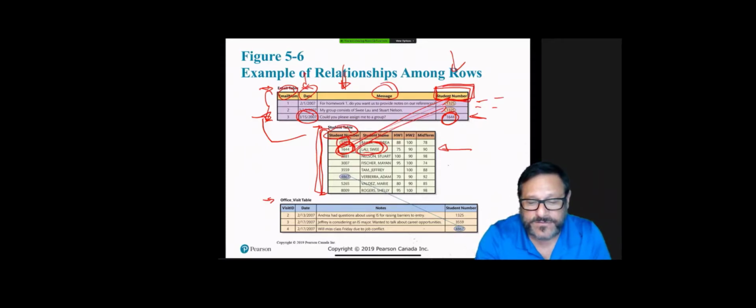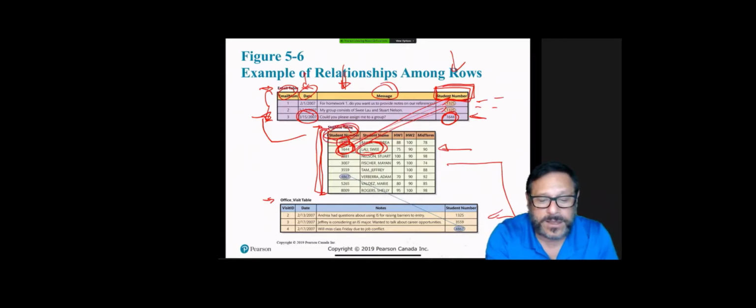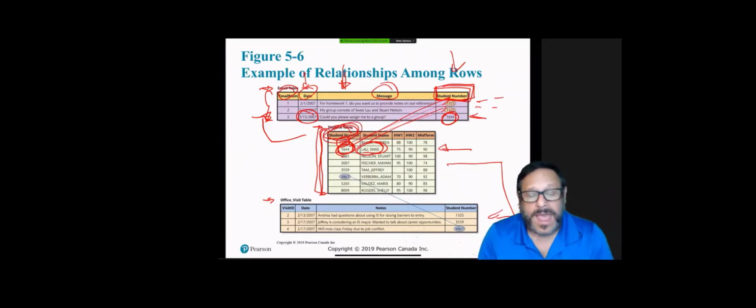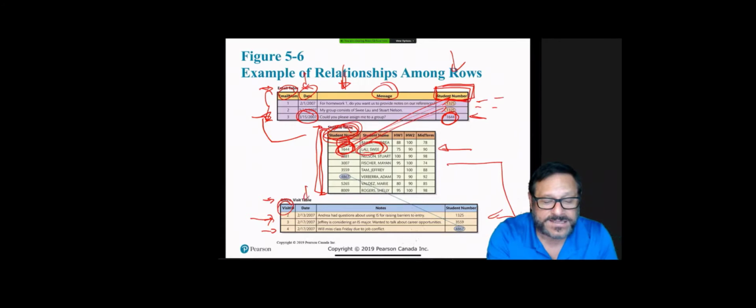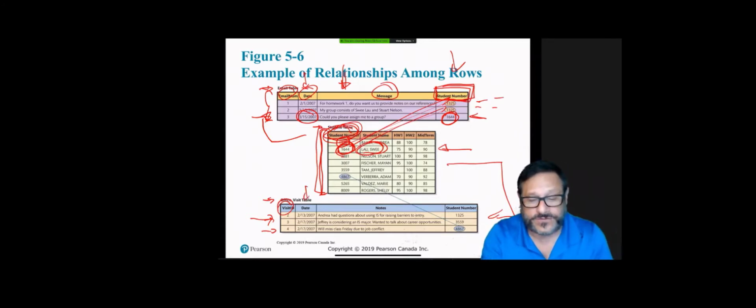Looking at this, I have the student table, and I have office visits. Again, same thing. I have my primary key, the student number, and then here is my office visit table. It has its own primary key. I need to identify each of these rows uniquely. That's why each table has a primary key, and then it has its data, the date of that office visit, and what notes I made on it.